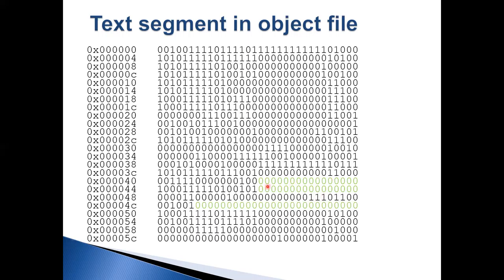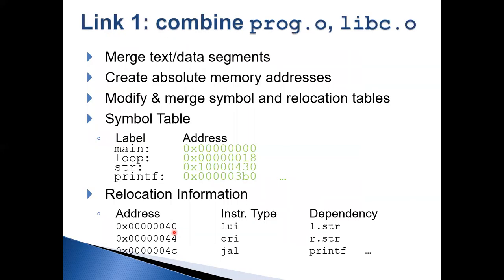Okay, so this one is what? This is LUI, right? So I'm loading the first 16 bits of the address and then the last 16 bits of the address. So we'll fix that later. Okay, so now linking. Once we link, we know the actual address of the labels, right? The main is here, the loop is here, and we don't really need to worry about that because for loop, again, we use the relative address, we take care of that already.